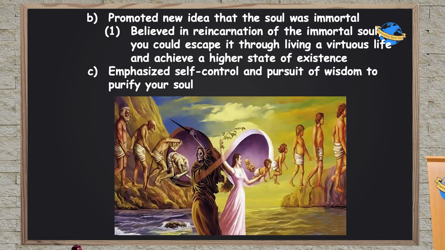However, the goal, just like in Buddhism and Hinduism, was to escape this eternal cycle of death and reincarnation. And for Pythagoreans, living a virtuous life and achieving a higher state of existence can break you out of this through self-control and the pursuit of wisdom to purify your soul. This sounds a lot like what we were talking about when it came to the ideas of the Buddha. So again, you can see some overlap here, and how these cultures are really influencing each other, and how the Hellenistic culture really is a mix of all these different ideas.